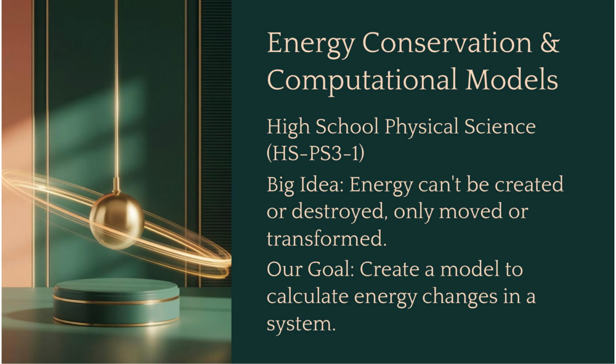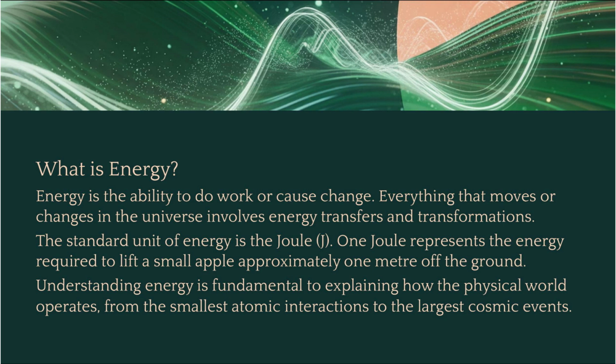We're going to build a model, basically an equation, to calculate exactly where all the energy goes. So, what is energy? The textbook definition is the ability to do work. That's a bit circular. A better way to think about it is as a change maker. If you want to make something move, heat it up, or change it in any way, you need energy, because there are so many types of energy: motion, heat, light, chemical. It's like a universal currency.